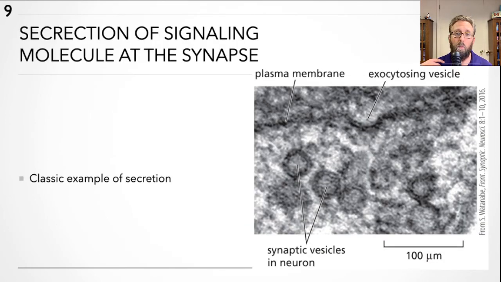And so secretion of a signaling molecule, the classic example of secretion is in the neuron. And so what I want to show you here is this picture of synaptic vesicles, right? So they're vesicles that hang out where the neurons talk to each other. And you can see them there, and there is an actual image of an exocytosing vesicle.